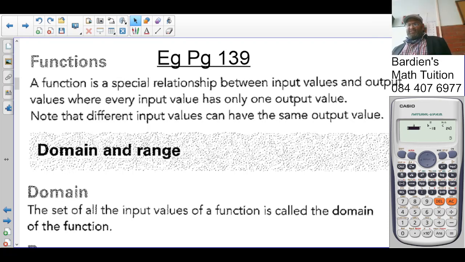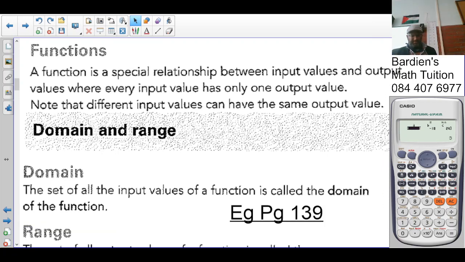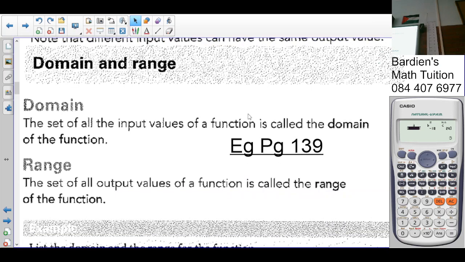Thereafter, you write a definition for the domain and the range as well. Alright, so we are told that a function is a special relationship between the input values and the output values, where every input value has only one output value. Note that different input values can have the same output value. Okay, so that's a function. You now also need to write down the domain as well.